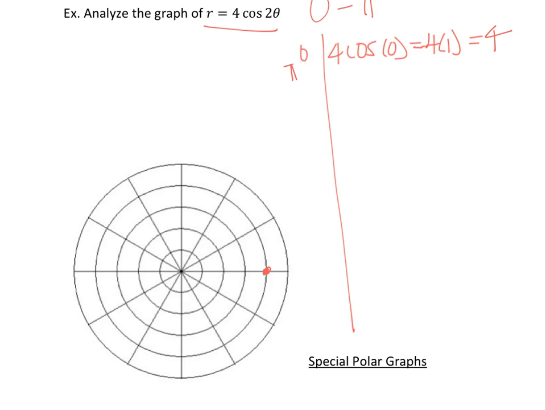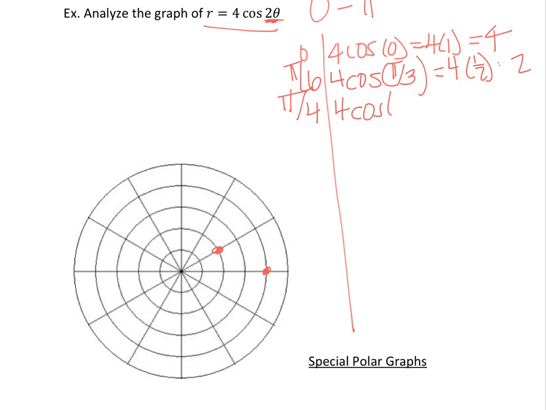All right, next angle, pi over 6. 4 times the cosine of double that would be pi over 3. I'm doubling it because of that 2 theta. Cosine of pi over 3 would be 1/2. 4 times 1/2 is 2. So on my pi over 6, I go out 2. Pi over 4. 4 cosine of pi over 2. Cosine of pi over 2 is 0. I get 0. So far, this is what my path has done.